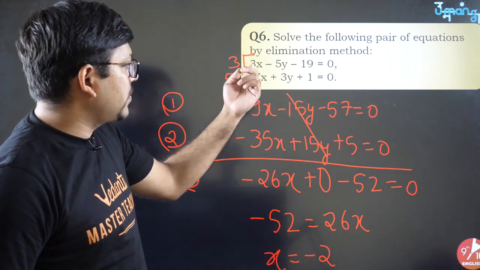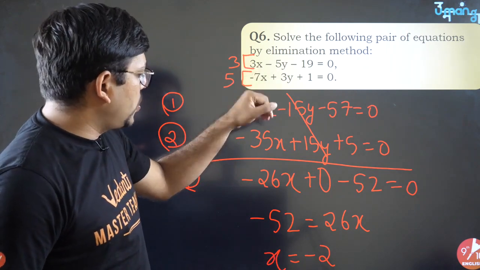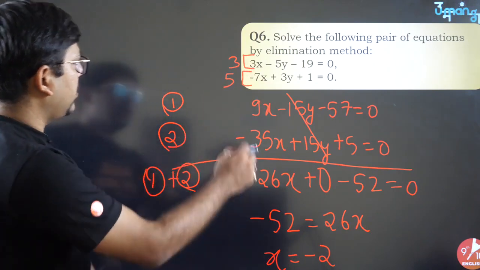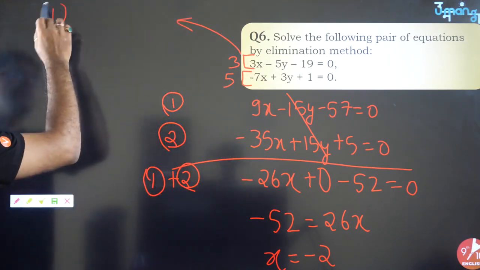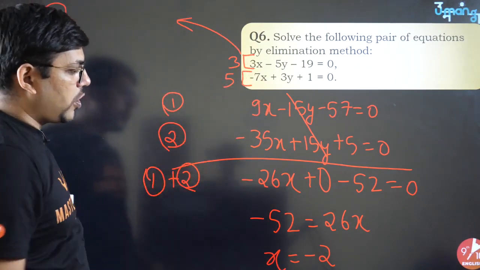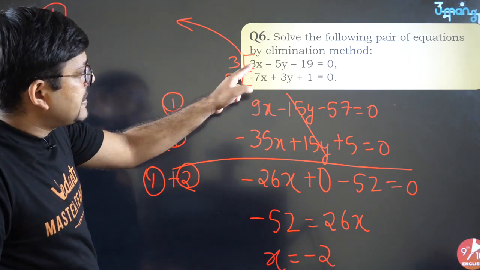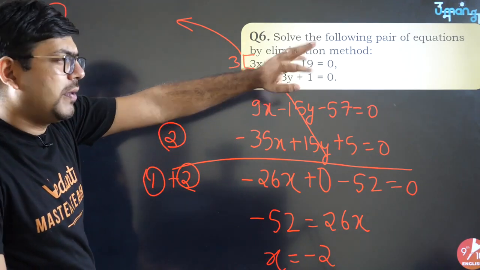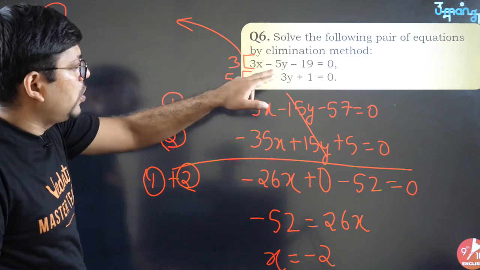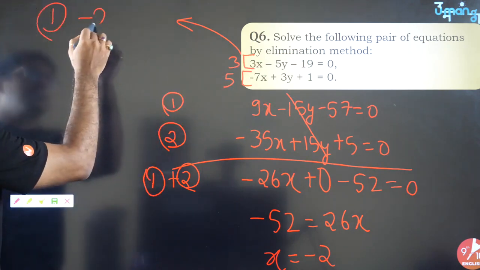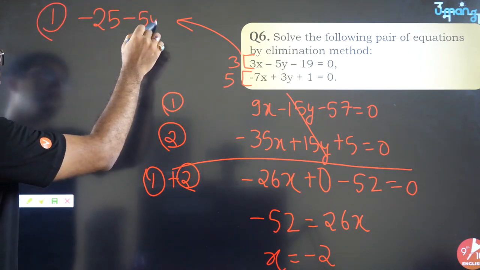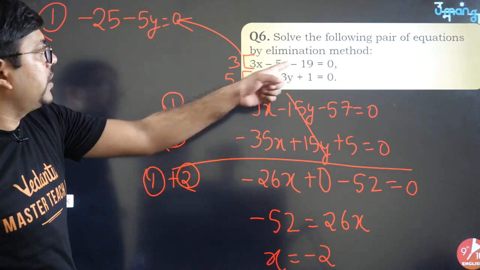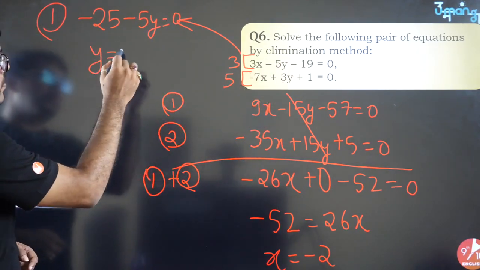You can put this x equals minus 2 in the first equation itself. So 3 into minus 2 is minus 6. Minus 6 minus 19 is minus 25. Minus 5y. So I'll write minus 25 minus 5y equals 0. Solve it and you'll get y equals minus 5.